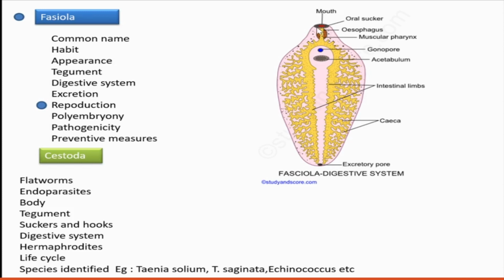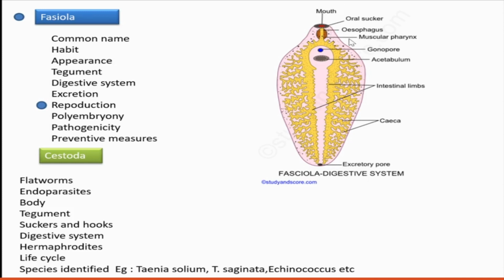At the tip of the head lobe is the mouth. We can see that mouth in red color. The mouth is surrounded by the oral sucker, which we can also very clearly see here in green. The oral sucker is otherwise called the anterior sucker.